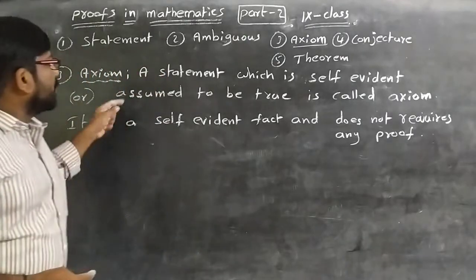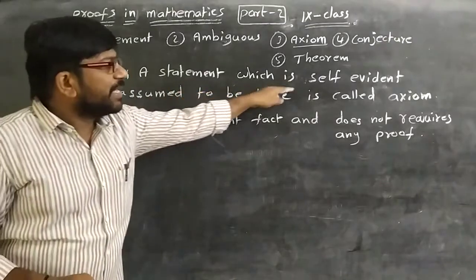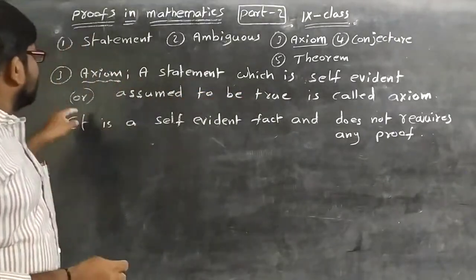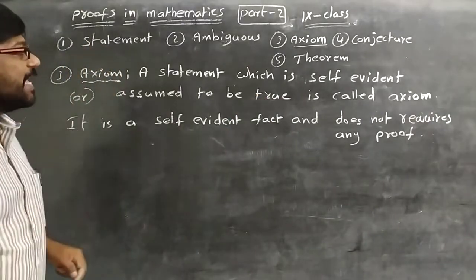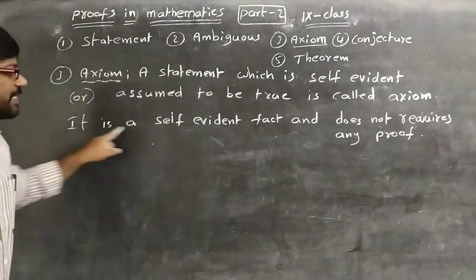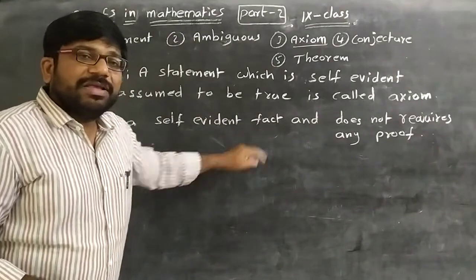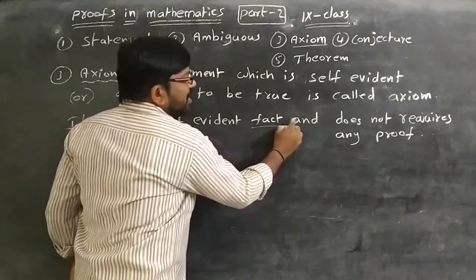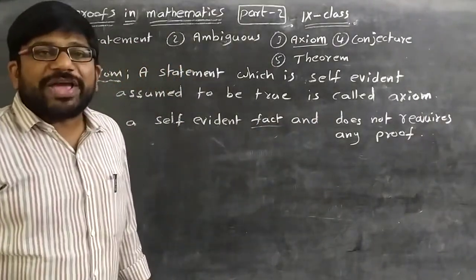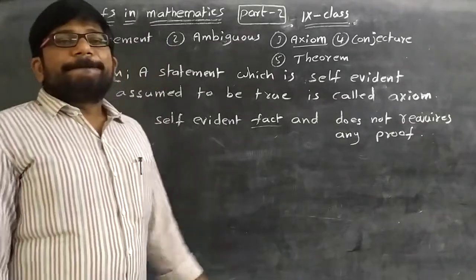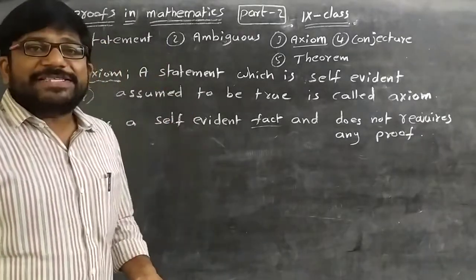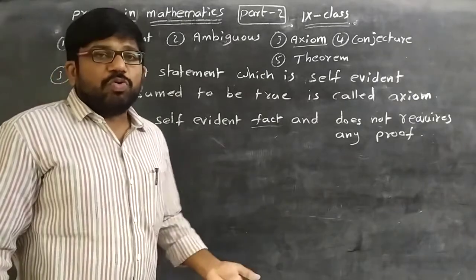See, a statement which is self-evident or assumed to be true is called an axiom. It is a self-evident fact and does not require any proof, right? So generally, for these axioms, no need to prove, right?